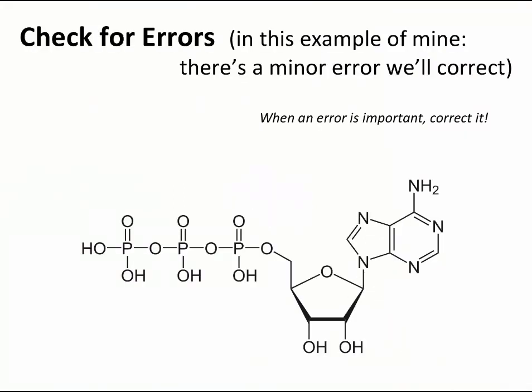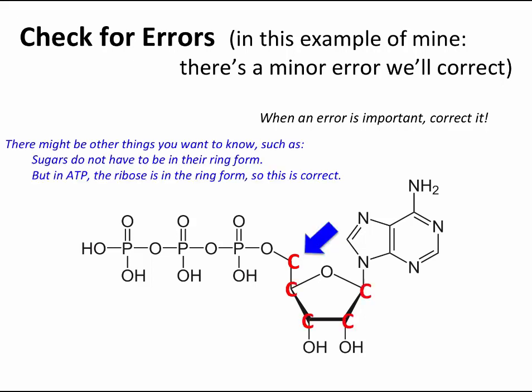Did you notice the error? I mentioned correctly that ribose is a pentose sugar, but the mistake is I counted an oxygen as one of the five carbons. In fact, the ring has four carbons with an oxygen and one additional carbon right here. If that's important, you should correct it. Whatever you need to know, check for errors to make sure your sketches aren't making you remember mistakes.